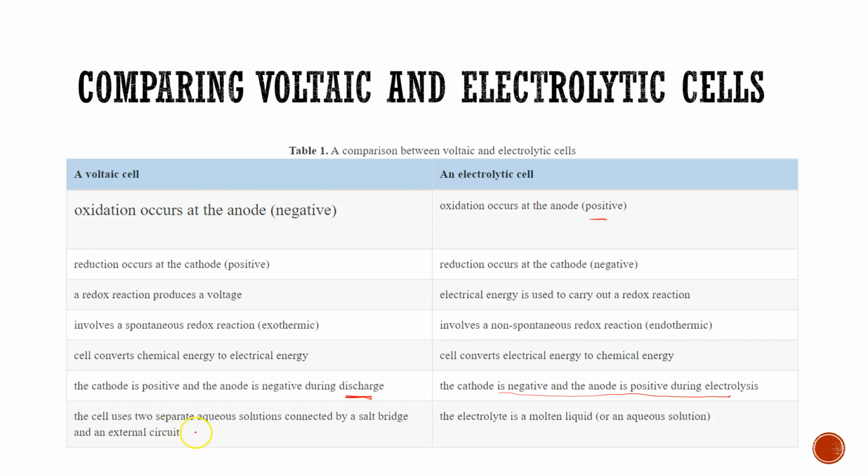For a voltaic cell, we must have two separate half cells that are connected by a salt bridge to complete the circuit along with an external circuit, and they will generate electricity. Whereas with electrolysis, it's a molten liquid, so we want the molten salt, or we can have aqueous solutions, but then we need to consider competition at the electrodes. So that's our summary of electrolysis. Now it's all about looking at as many cells and examples as we can to become comfortable with the process.